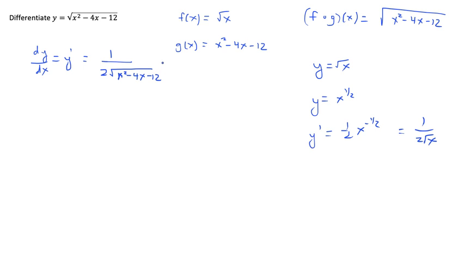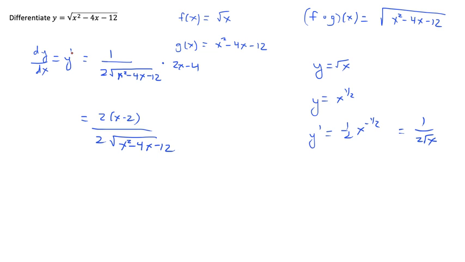But then, what do we have to multiply it by? We have to multiply it by the derivative of the inner function. What is the derivative of x squared minus 4x? That's just 2x minus 4. Okay, so we get the 2x. I'll just factor out that 2 from here, so we get that over the 2 times radical x squared minus 4x minus 12.